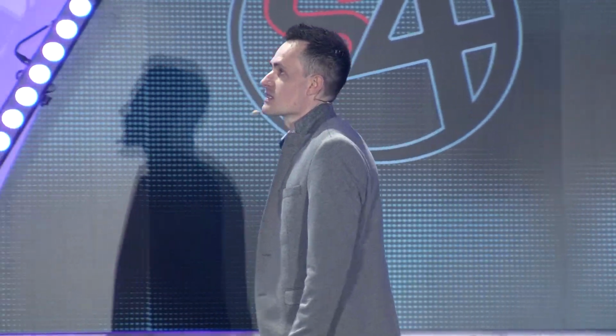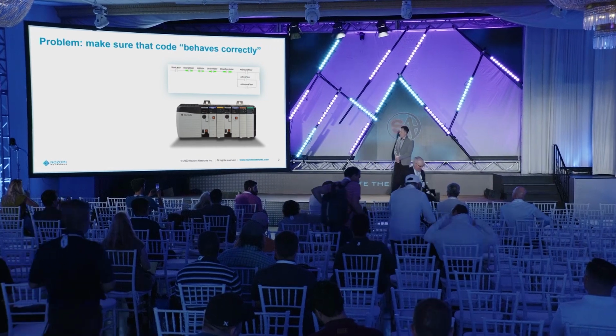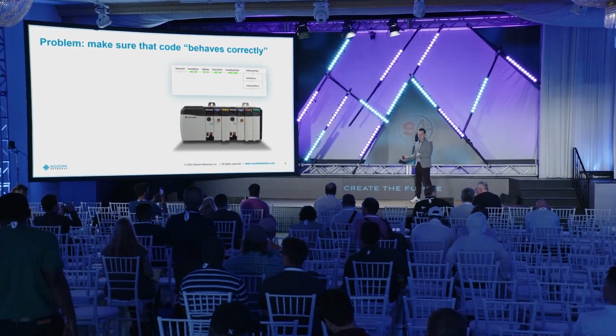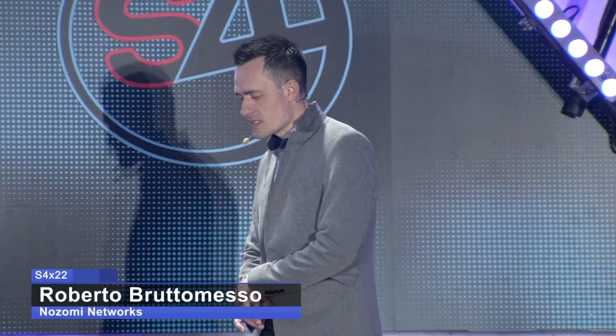So the topic of this talk is the following: to make sure that the code that runs on a PLC behaves correctly. So I'm not going to focus on the hardware or the firmware that's on the PLC, but just on the logic that runs on top of that. And so when is the code correct?